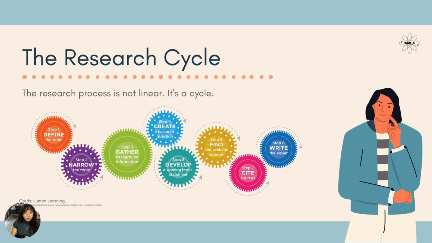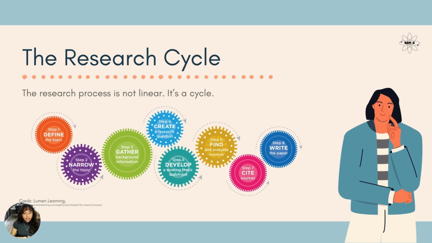Step 3 is to gather background information. In order to figure out what you don't know and what's yet to be discovered, you should figure out what you do know. Next is to create the research question. Now that you know what you do know and what you don't, you can start looking into what you want to discover or what you're trying to figure out. Next is to develop a working thesis statement. Take that research question and turn it into a thesis statement, essentially defining what you're going to be researching, what you're going to be testing out, and how your research is going to be conducted.